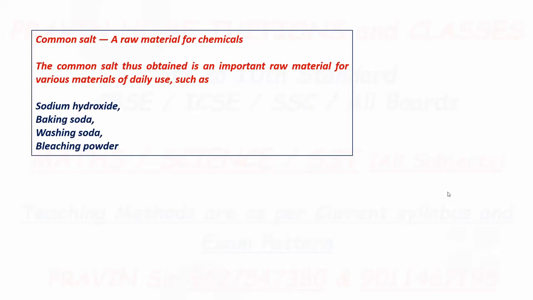Now, common salt is a raw material, and the chemicals formed from the common salt are sodium hydroxide, baking soda, washing soda, and bleaching powder. Now, one by one, we'll see the reaction, how it is formed.